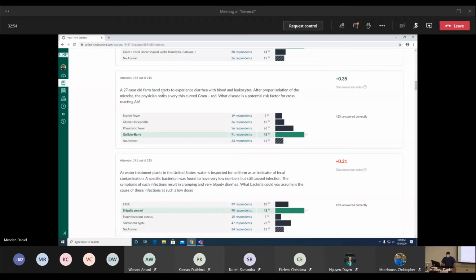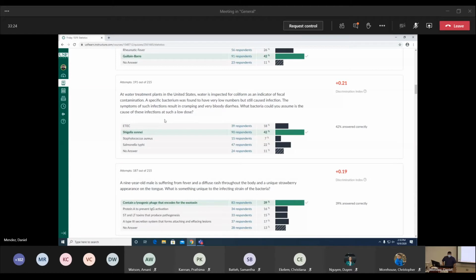Also, other pieces in the question stem: he's a farmhand, so he's working on a farm around farm animals, which are the reservoir for that bacteria. The potential cross-reacting disease is going to be Guillain-Barré syndrome, which is a nervous system syndrome. That one's, once again, straight from the slides. Make sure you go through and say what scarlet fever comes from, where rheumatic fever and glomerulonephritis come from.